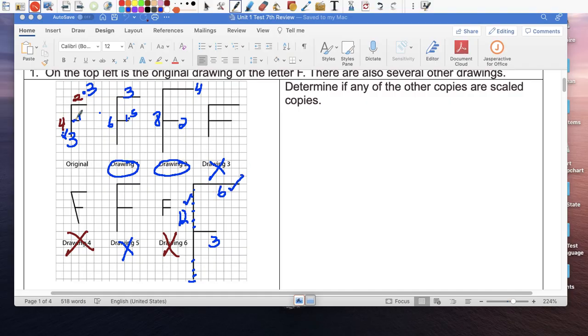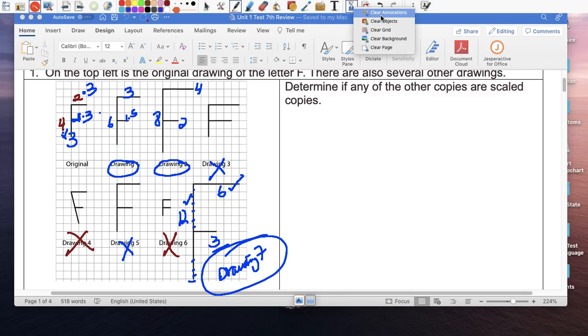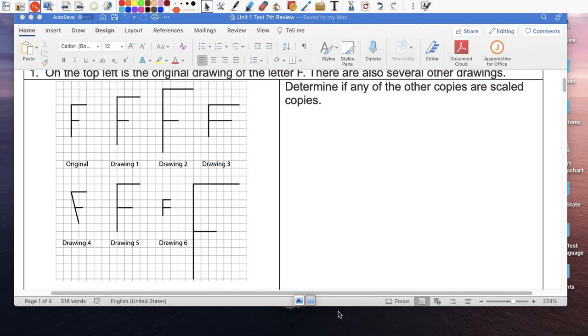And what about this little part of f? If I multiply 1 times 3, will I get this 3? Yes, I will. So this drawing, I think we can call this drawing 7, is a scale copy. Okay. All right. One down.